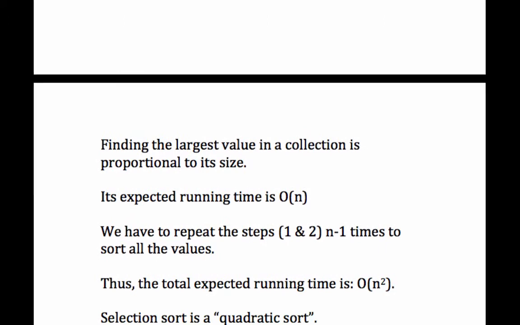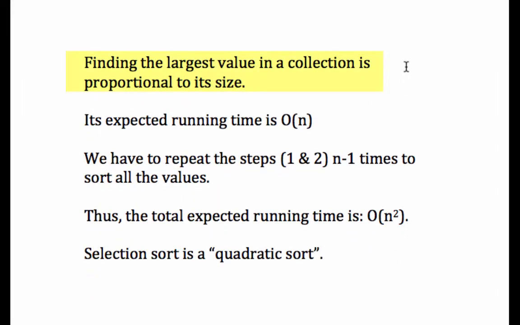Now, let's do some basic analysis. First, finding the largest value in any collection is directly proportional to its size. It makes sense. The larger the number of values, the longer it's going to take to find the largest value, or the max value, in the collection. So step number 1, which is finding the largest value, has an expected running time of O(n). Don't worry now about what this O(n) means.